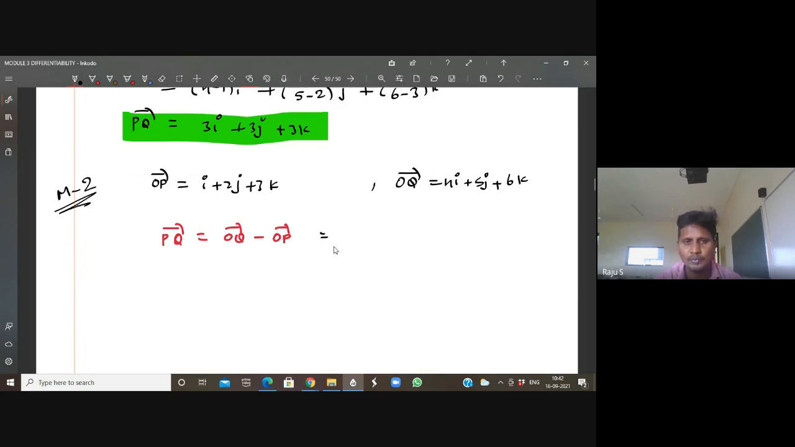So this is OQ minus OP. 4i minus i is 3i, plus 5j minus 2j is 3j, plus 6k minus 3k is 3k. So again we got the same vector PQ. So this is method 2. Find the position vector. Position vector means the initial point must be the origin. See here, in both cases, this is O. The starting point is clearly the origin, then the ending point is the given point, then we can say that is a position vector.